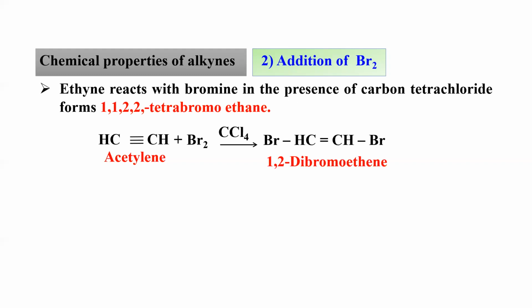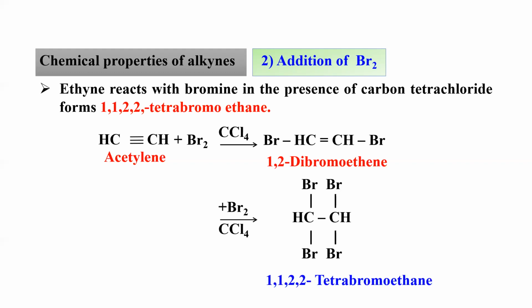This then reacts with one more mole of bromine in CCl4 to finally give us 1,1,2,2-tetrabromoethane. So you can clearly understand that the reactions are very similar, except that in this case, 2 moles of the reagents are used up, whereas in the case of alkenes, it was only 1 mole. Clear? All right.